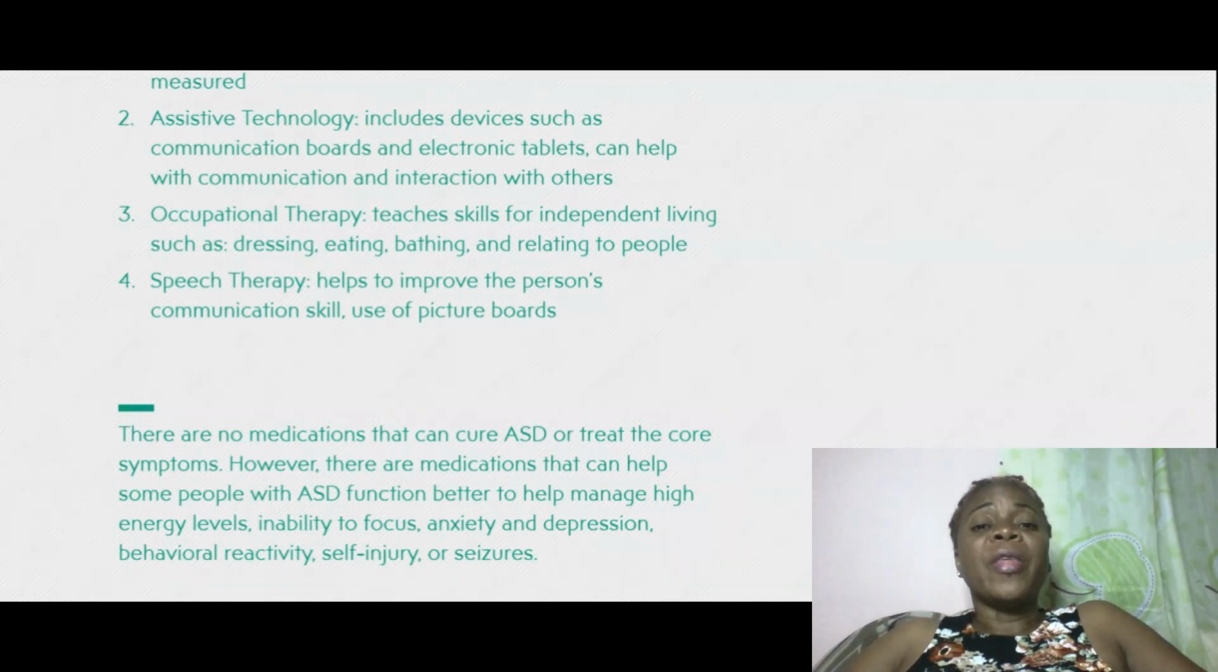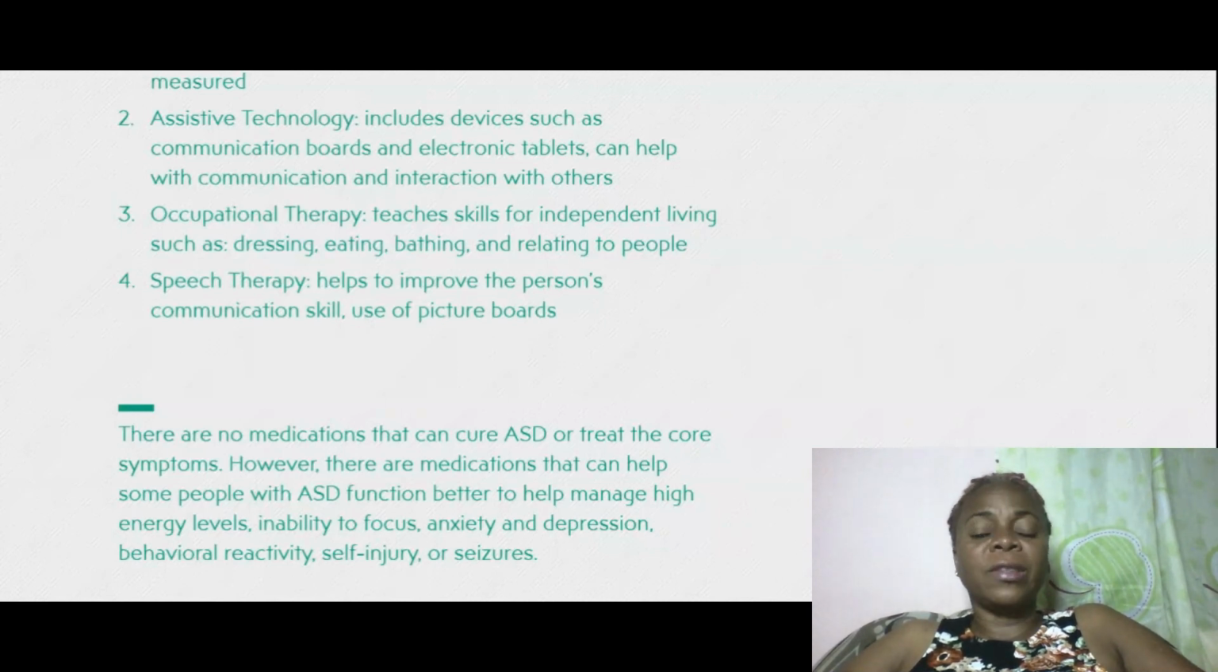Please also know that a child can receive a diagnosis of autism spectrum disorder from the age of 18 months to 5 years. So they can receive a diagnosis of autism spectrum disorder.